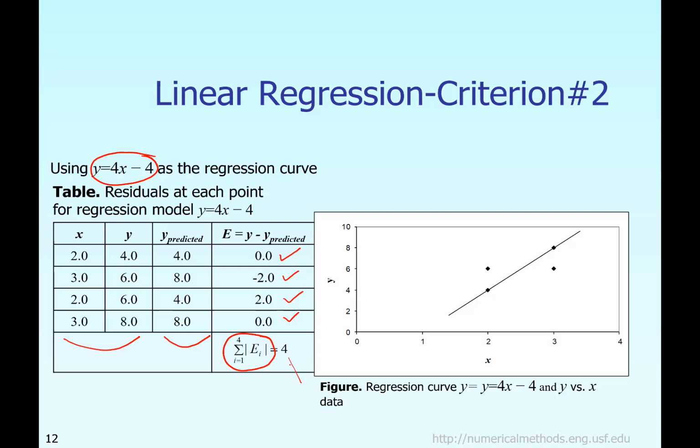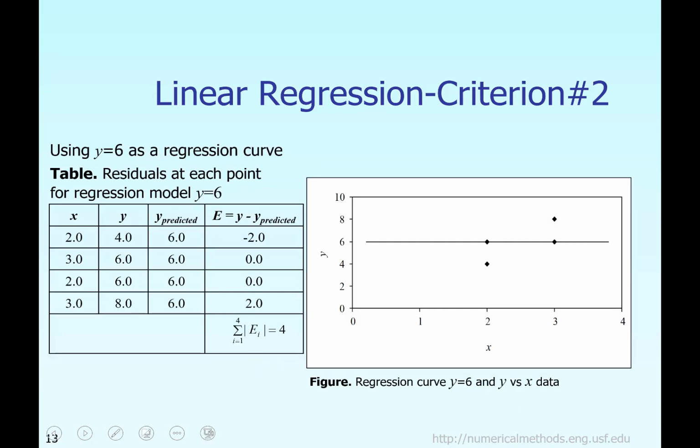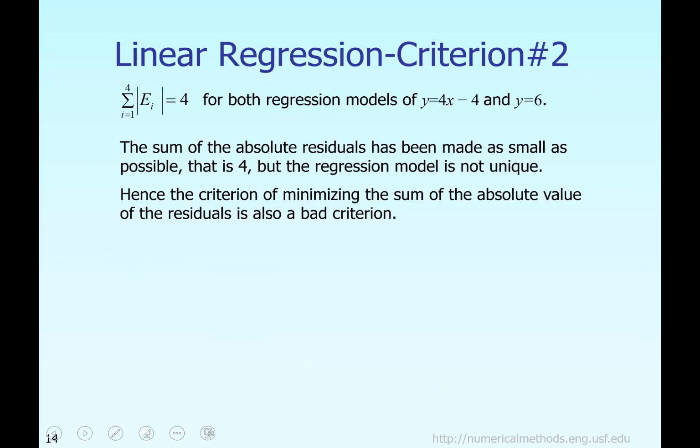Now again, for y is equal to 6, let's see what happens there. In that particular case also, I'm going to get minus 2, 0, 0, and 2 as my residuals, because that's what I calculated in my previous example. The only difference is that I'm calculating the sum of the absolute value of the residuals, and in this case I get 4. So for at least two different regression models, I'm getting the sum of the absolute value of the residuals to be 4. But again, the regression model is not unique.